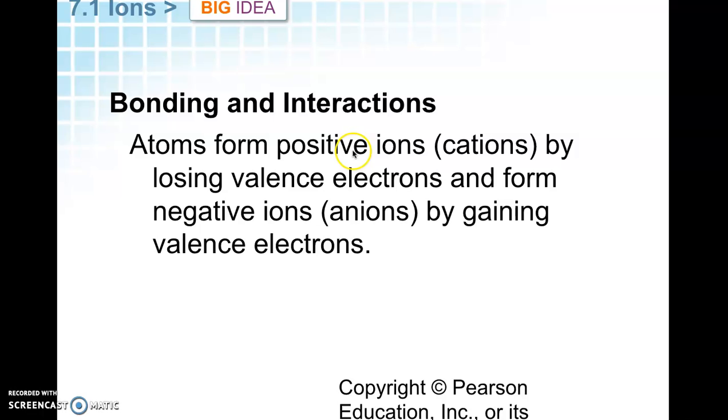Bonding and interactions: atoms form positive ions by losing valence electrons, and they form anions by gaining valence electrons. That is all.